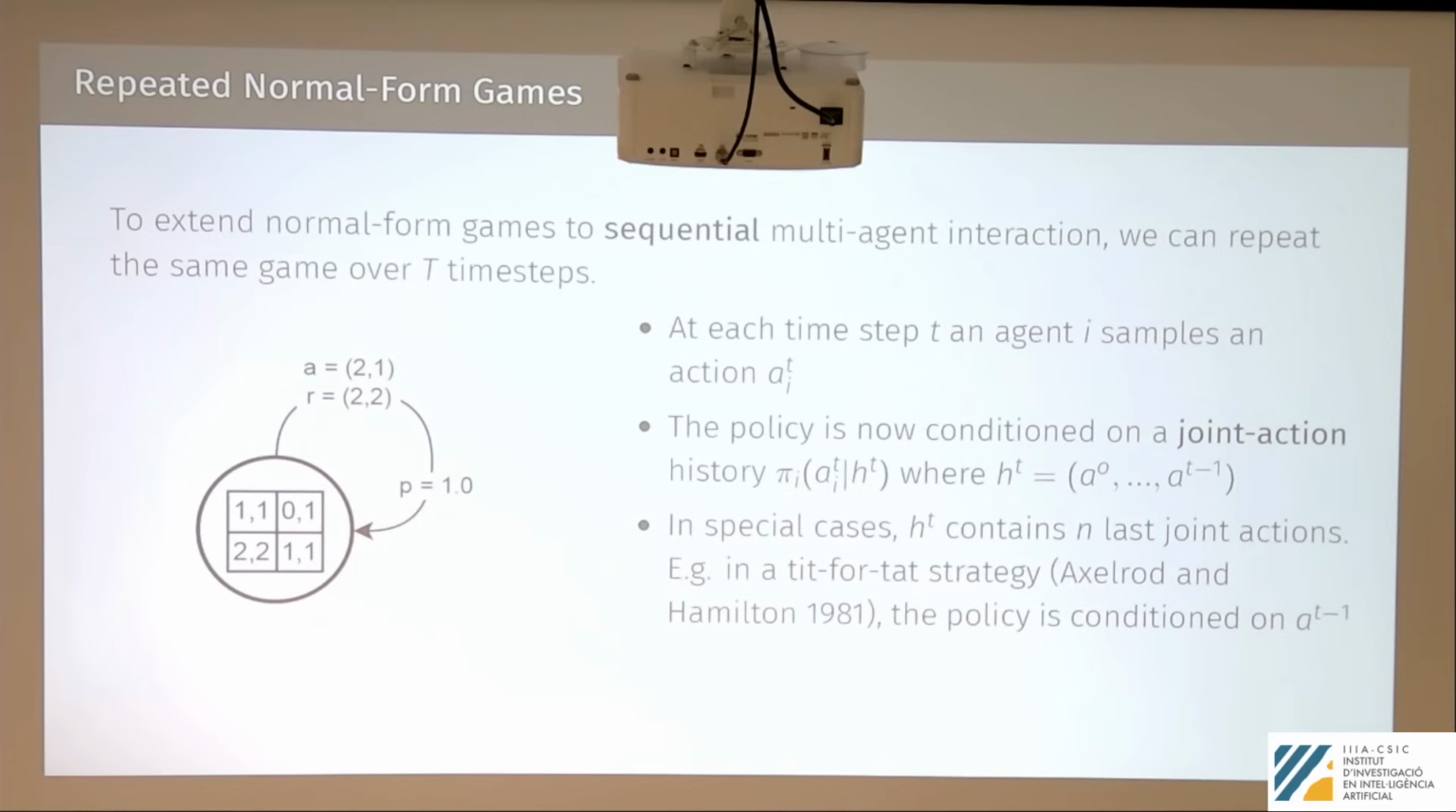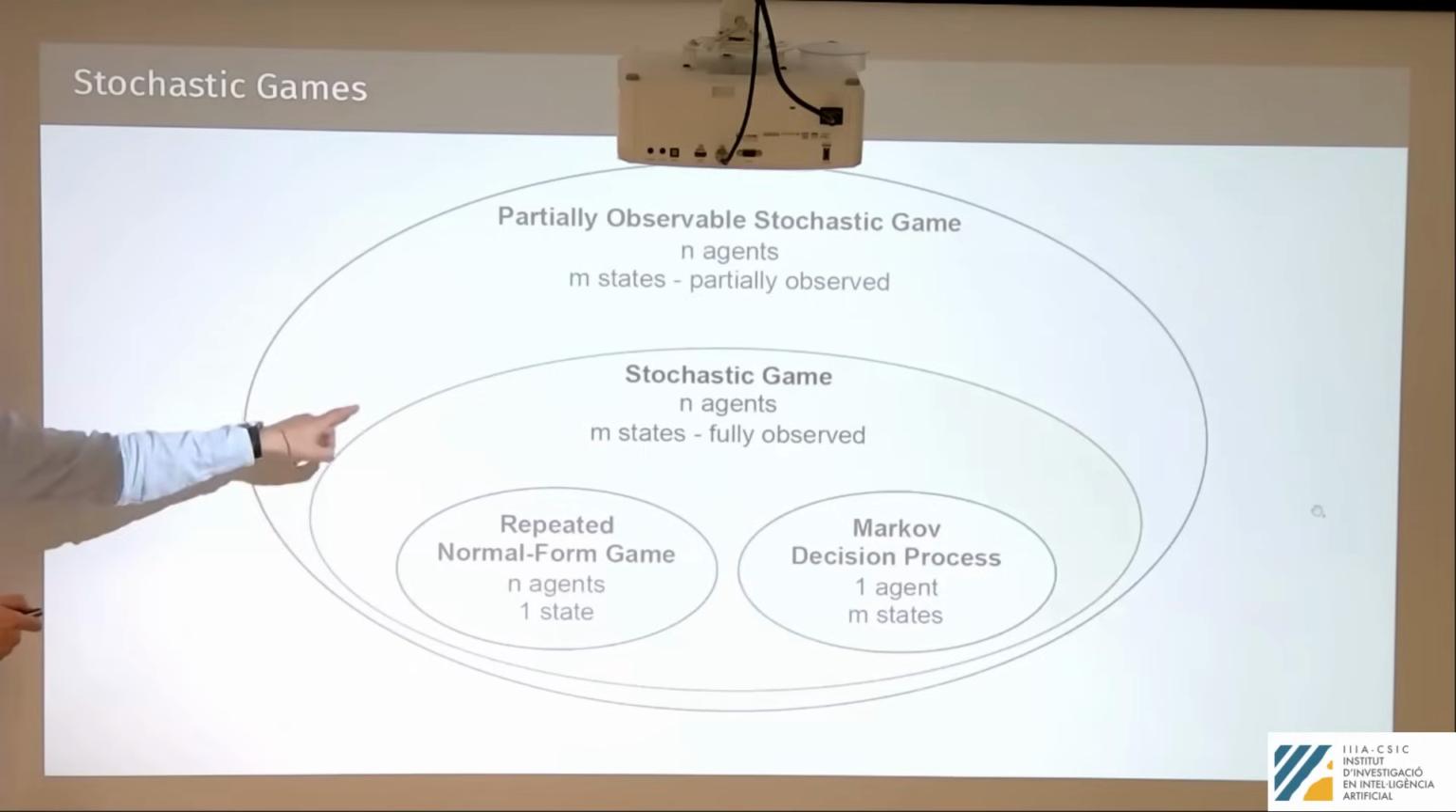Basically, if you show this as a graph like this, then there's only one state, there's only one node. The state is defined by this reward function here. And if the agents pick actions 2, 1, row 2, column 1, then they get reward 2-2.